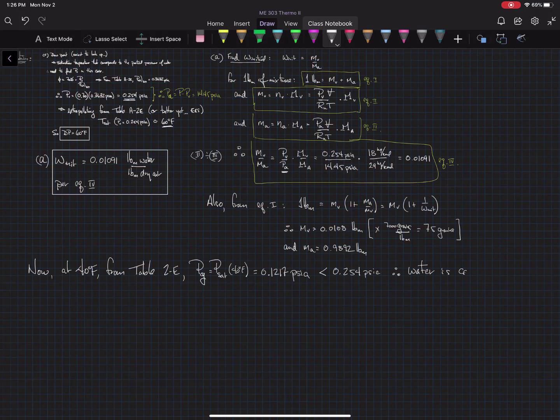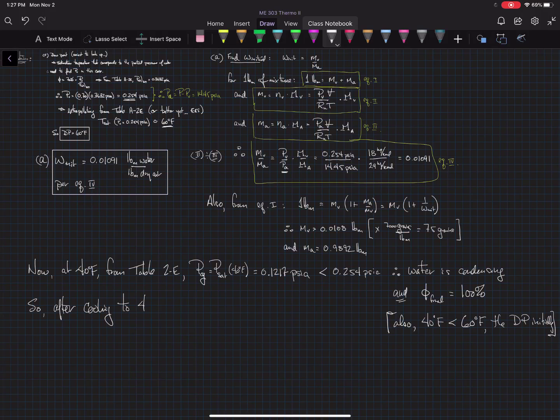The saturation pressure at 40 F is 0.1217 psia, and since this is less than 0.254 psia, which is what the original vapor pressure of the sample is, that means that water is going to have to condense, right? So the saturation pressure is less than the local one, so we're going to be condensing some water. Another good clue for this is that the final temperature, 40 F, was less than our dew point. So we're going to have to pass through the dew point in order to get there, right?